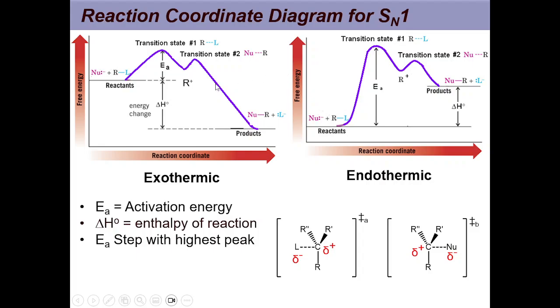Now for SN1 reaction though, some things are similar. For example, the enthalpy change of the reaction is defined the same. From the reactants to the product, in the left one, you have energy going from reactants down to products. So products have lower energy. So this delta H is going to be negative, and that's an exothermic process.